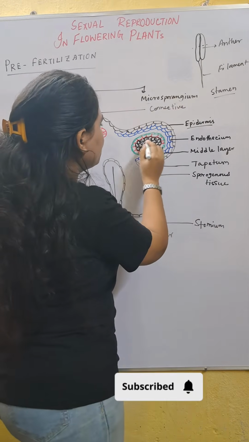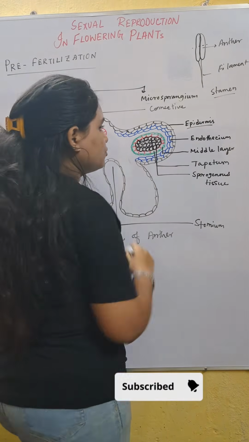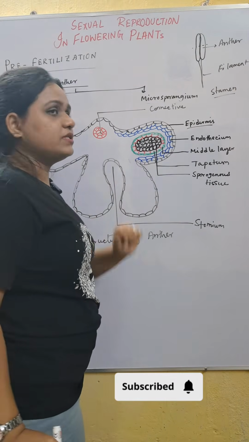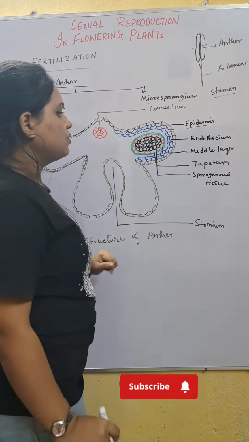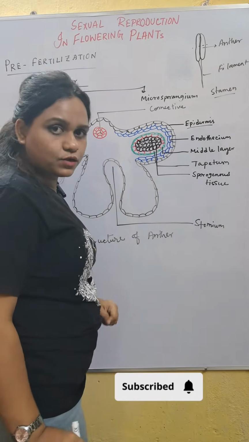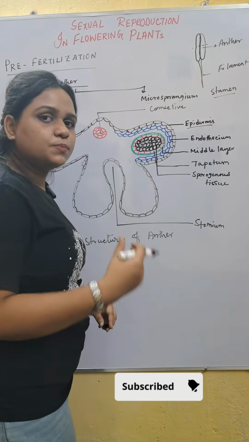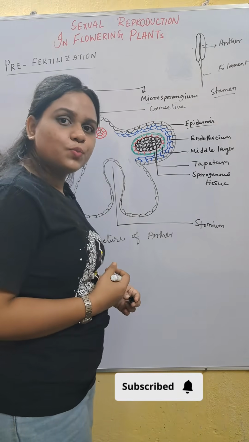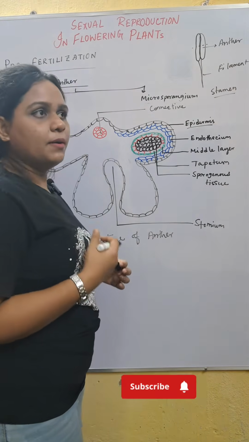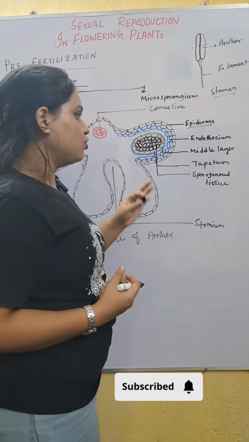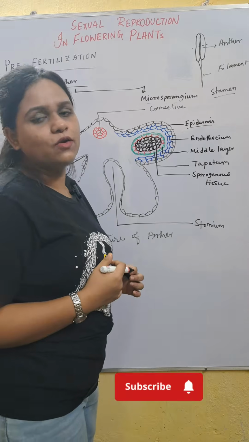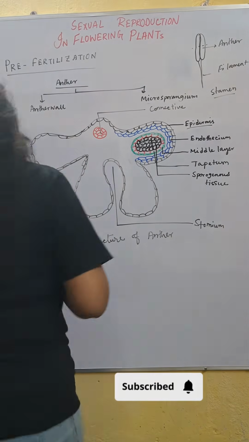So these are sporogenous tissue. This black tissue having nucleus, you can see, is sporogenous tissue. This tissue will grow into microspore mother cell, and the microspore mother cell will undergo meiosis to form microspore, which, under maturation, will grow into pollen grain. Now let's see the main process of microsporogenesis.